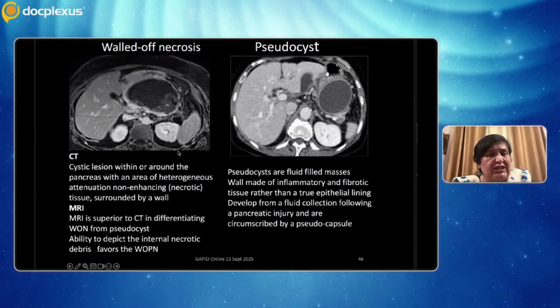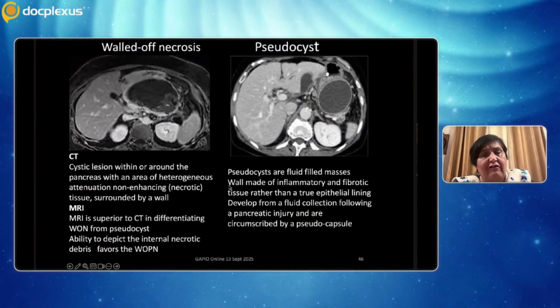So on CT, what you see is a cystic lesion within or around the pancreas with an area of heterogeneous attenuation. MR is superior to CT in differentiating walled-off necrosis from pseudocyst because it has the ability to pick up the internal necrotic debris within the cystic lesion.